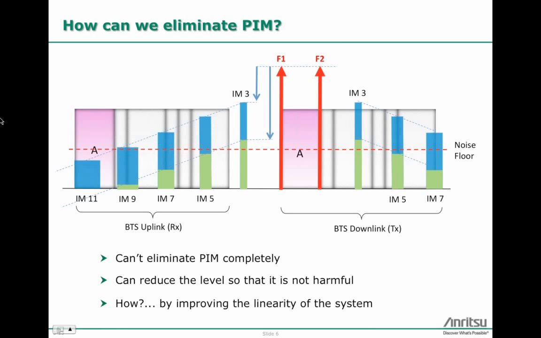So how can we eliminate PIM? Well, I wish there was a magic PIM wand that you could wave and make it all go away, but in reality you can't. You cannot completely eliminate passive intermodulation. But what we can do is reduce it to a level where it's no longer causing harmful interference to the systems that are trying to use that RF infrastructure. And how do we do that? Well, we reduce the PIM by improving the linearity of the system.